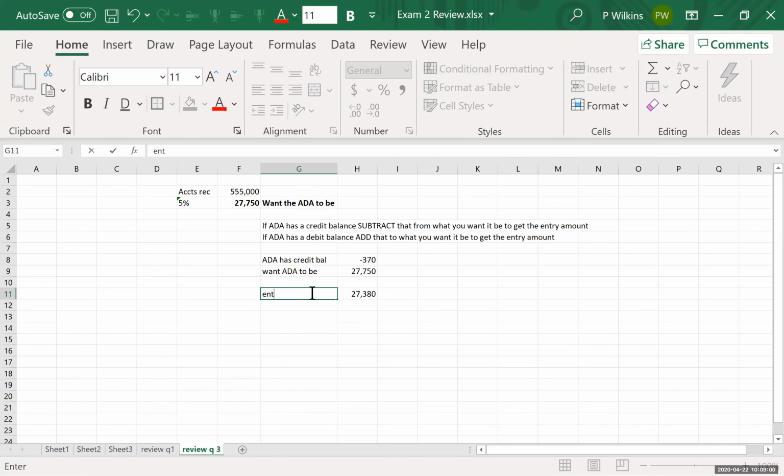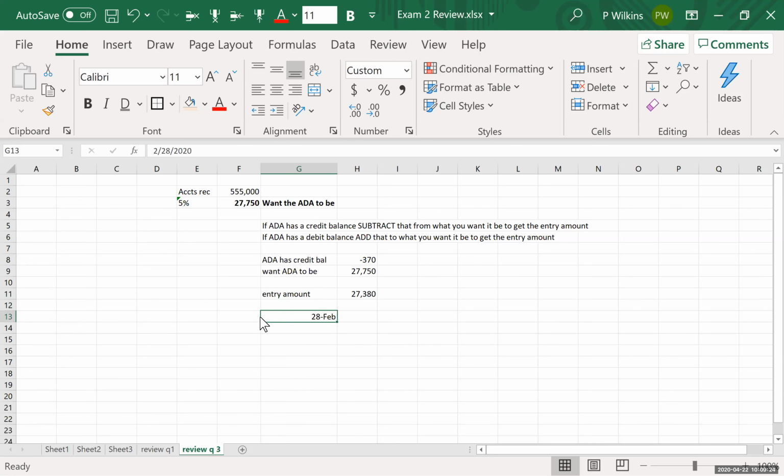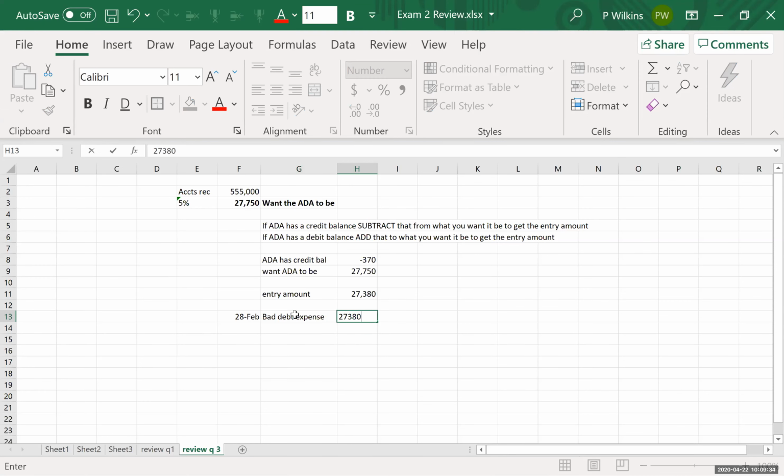So put entry amount. All right, so we're going to come down here. So our entry for, they want us to prepare the journal entries made by Hayes Company on the following dates: February 28th, March 10th, March 31. So February 28th. Actually, I'm going to move that over one box. There we go. We're going to debit bad debt expense for $27,380.